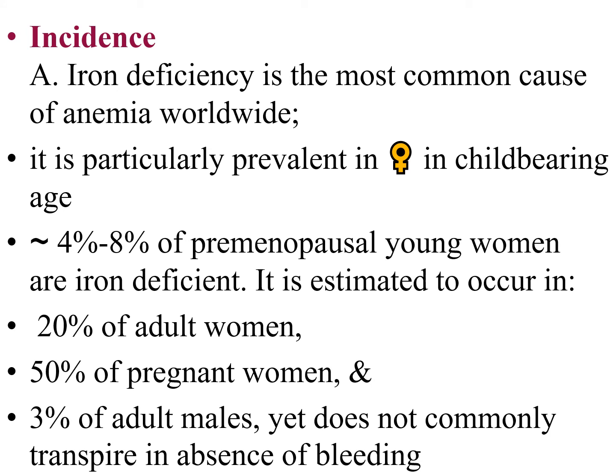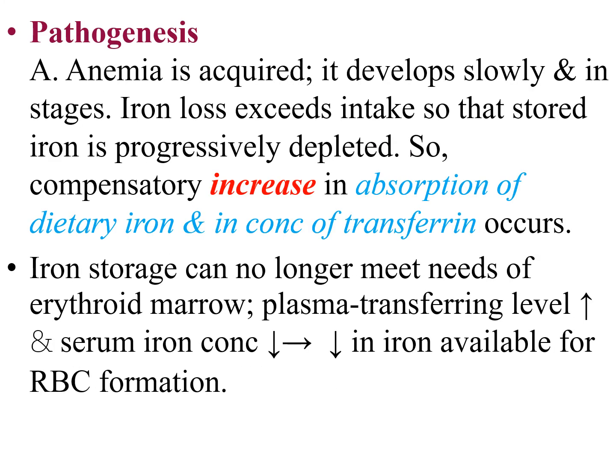Incidence: iron deficiency is the most common cause of anemia worldwide. It is particularly prevalent in females of childbearing age. About 48% of premenopausal young women are iron deficient. It is estimated to occur in one fifth of adult women, one half of pregnant women, and 3% of adult males, yet does not commonly transpire in the absence of bleeding.